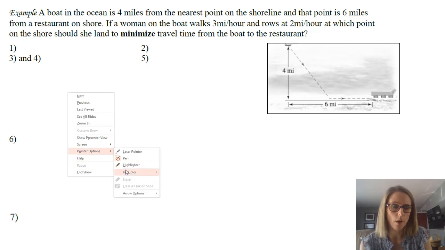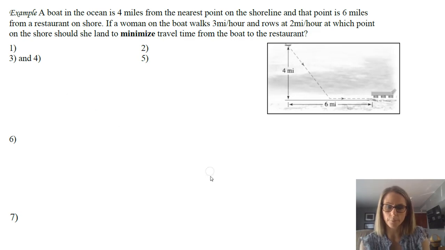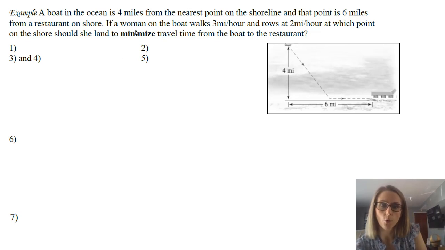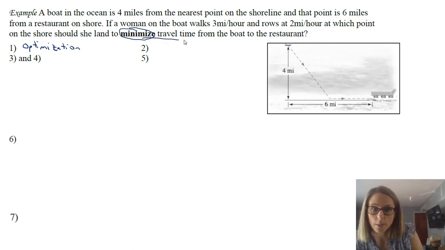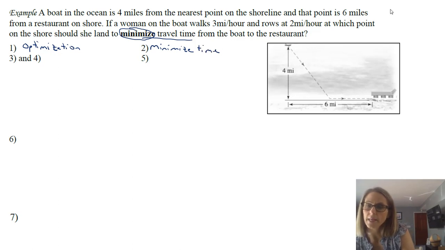So this is a fairly common type of problem for optimization. Notice that we're trying to minimize something. So that's what's telling us that we have optimization. So we have an optimization problem. So I have the steps here. Optimization problem. Okay. And what we're trying to do here, it's given to us that we want to minimize time.